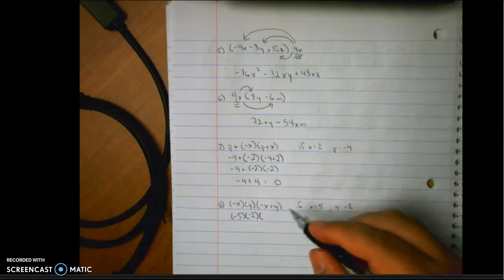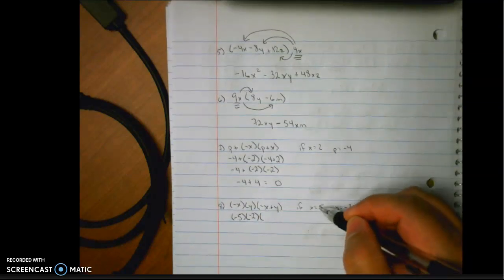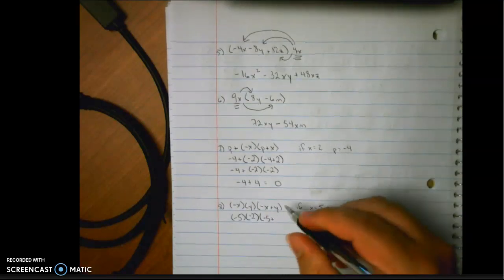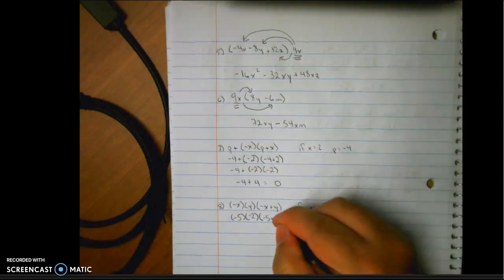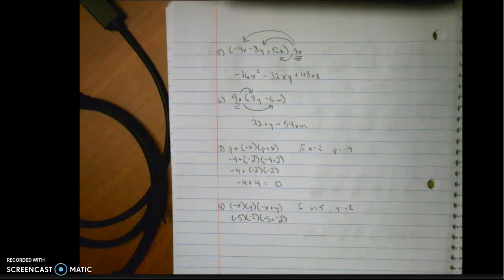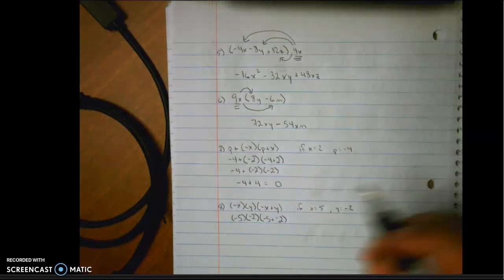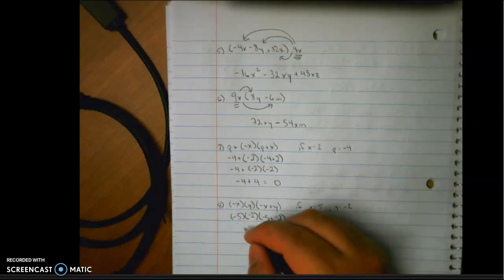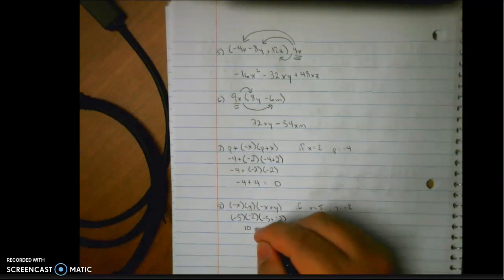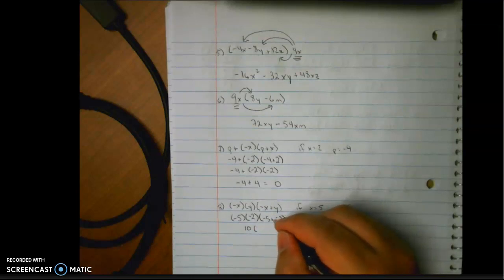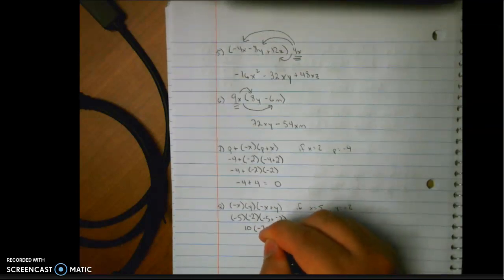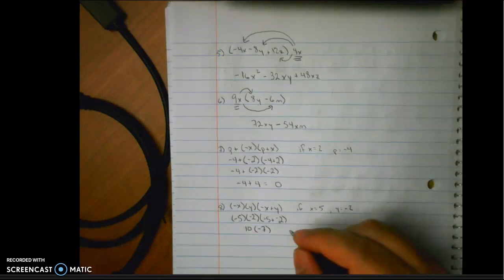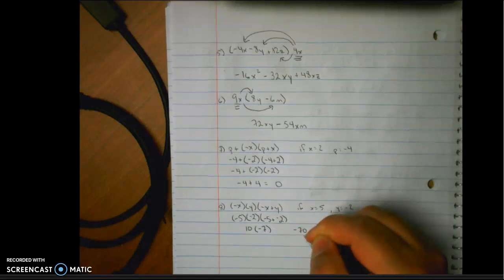And then all that times, again, a negative x, so again, we have x is 5, so a negative 5, plus, and y is a negative 2, plus a negative 2. Now we can simplify some of this right off the bat. Negative 5 times a negative 2 is a positive 10, times a negative 5 plus a negative 2 is a negative 7, and then 10 times a negative 7 is a negative 70.